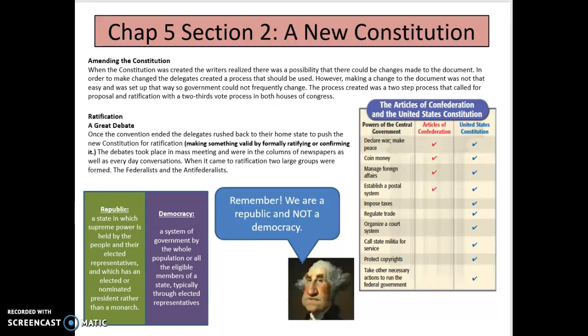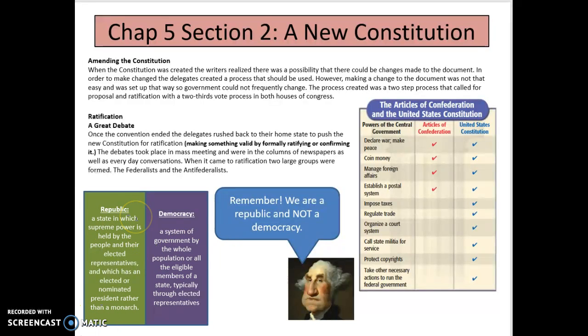But here we go, amending the Constitution. When the Constitution was created, the writers realized that there was a possibility that changes could be made in the document. In order to make it change and live and move, the delegates created a process to be used. However, making a change to the document was not easy, and was set up that way so that the government could not change frequently. The process created was a two-step process calling for proposal by a two-thirds vote in both houses of Congress, and ratification. You can see different things here based upon that.